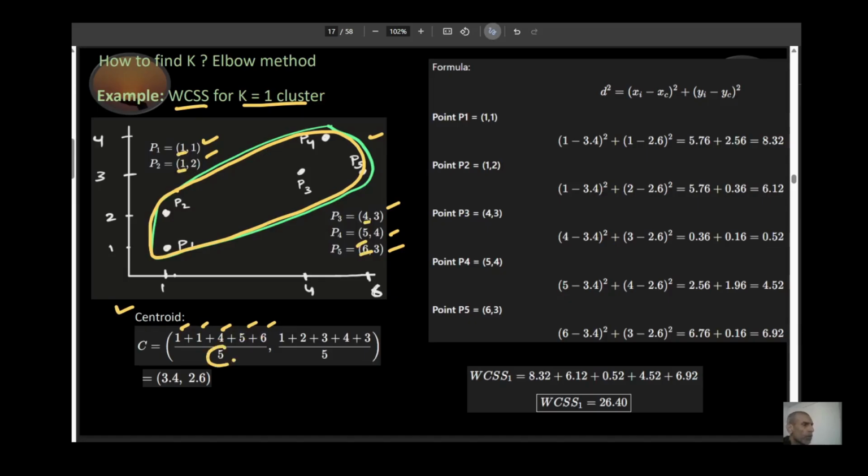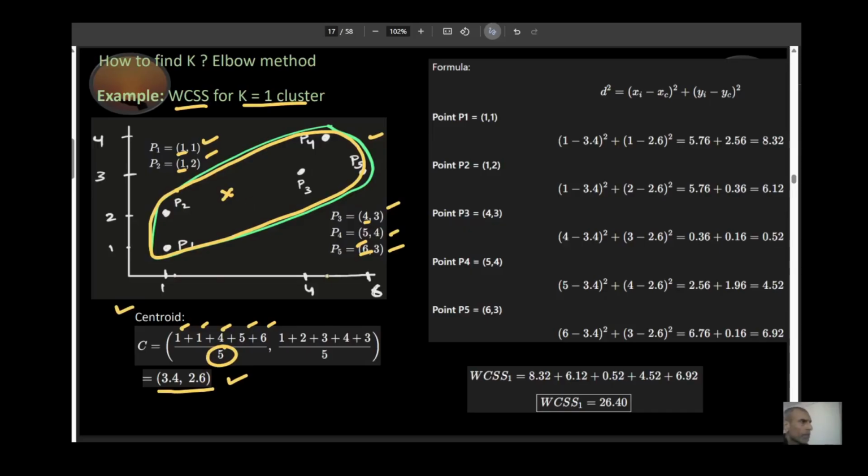Divide by the total number of points, that will be 5. And you do the same thing with the next coordinate. And this will give you the centroid point right here. So your centroid is 3.4 comma 2.6. That would be somewhere over here. So let's say this is your centroid.